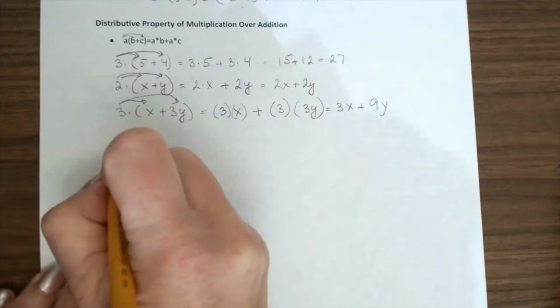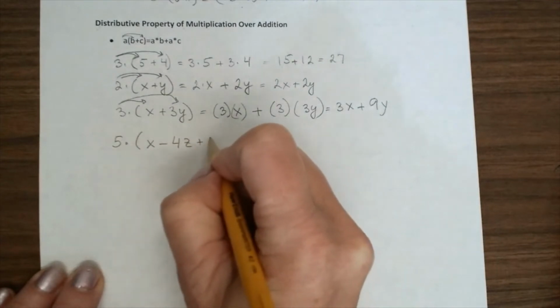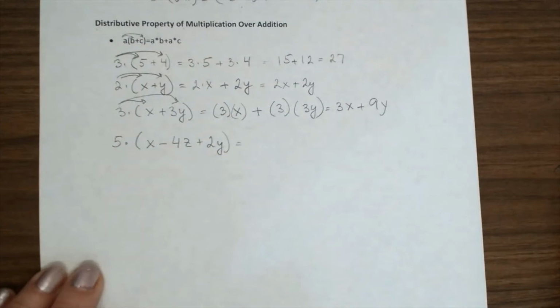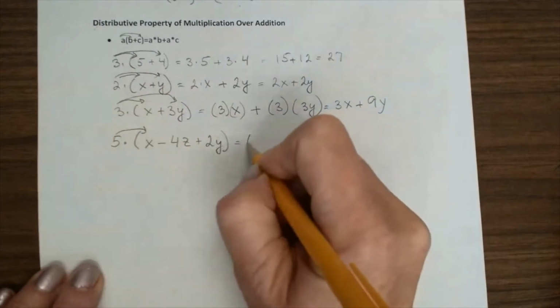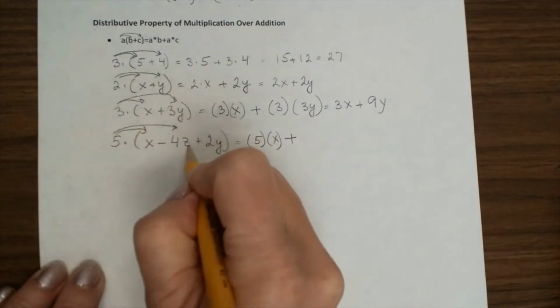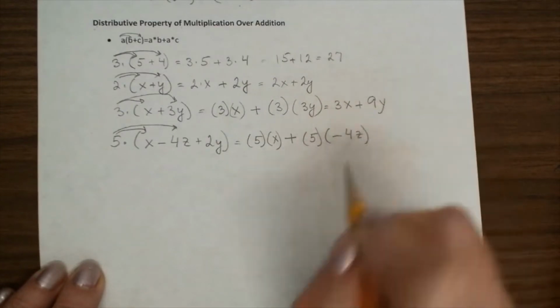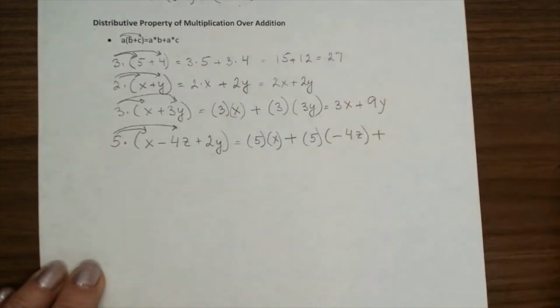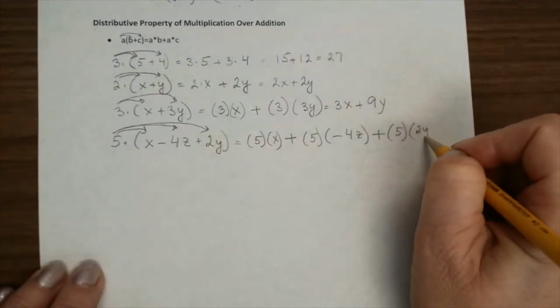Okay, next example. 5 times x minus 4z plus 2y. Let's practice. We take 5 and multiply by x. Put this inside of parentheses. 5 times x inside of parentheses. And always put plus. Then you will say 5 times negative 4z. Put 5 inside of parentheses times negative 4z. Again, put plus without any thinking. The last one, 5 times positive 2y. 5 positive 2y inside of parentheses.